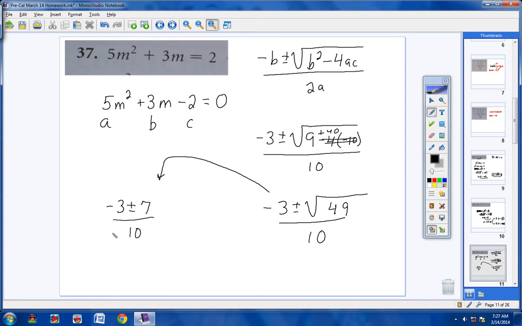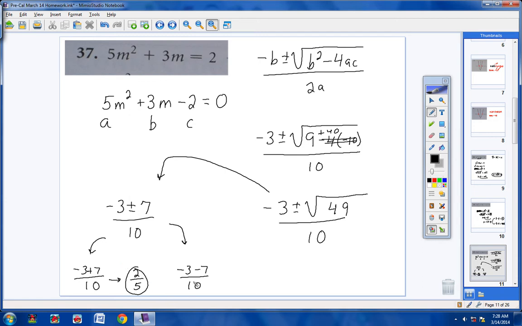And now I can take this and write it two different ways, because I have two signs right here to consider. So I would have negative 3 positive 7 over 10, and I would also have negative 3 negative 7 over 10. Now this one here would simplify down to what? Let's see. What's a negative 3 and a positive 7? That's a positive 4. So you have 4 over 10, which reduces to 2/5. So there's one answer.